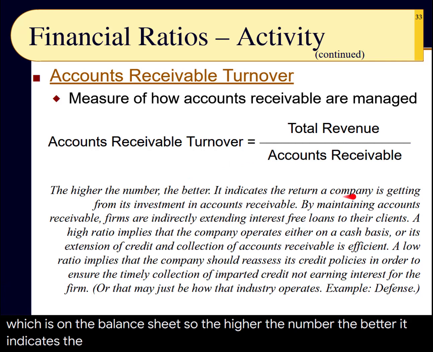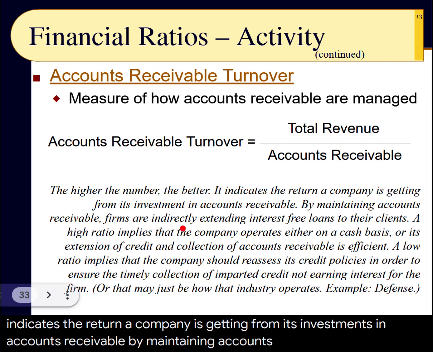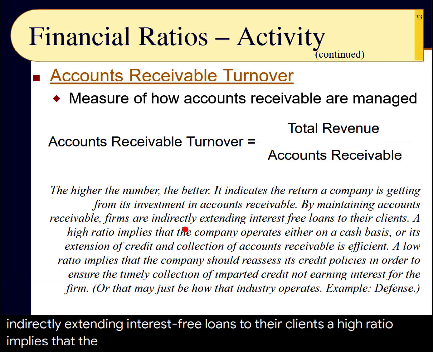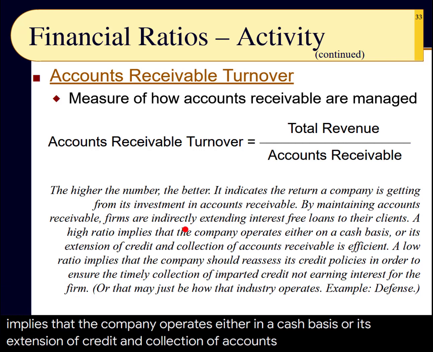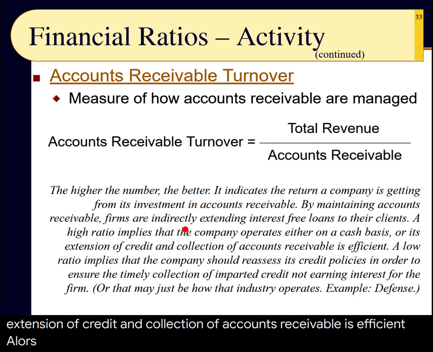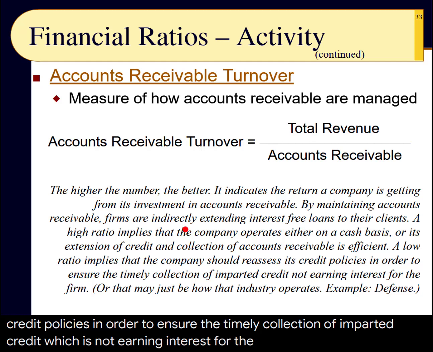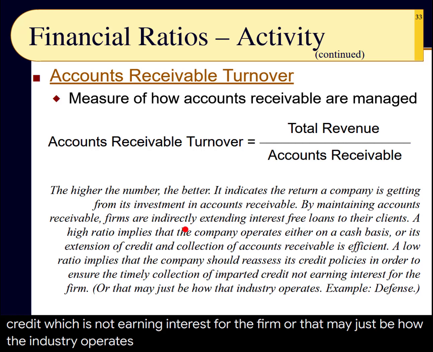It indicates the return a company is getting from its investments in accounts receivable. By maintaining accounts receivable, firms are indirectly extending interest-free loans to their clients. A high ratio implies that the company operates either on a cash basis or its extension of credit and collection of accounts receivable is efficient. A low ratio implies that the company should probably reassess its credit policies in order to ensure the timely collection of credit, which is not earning interest for the firm. Or that may just be how the industry operates, the defense industry.